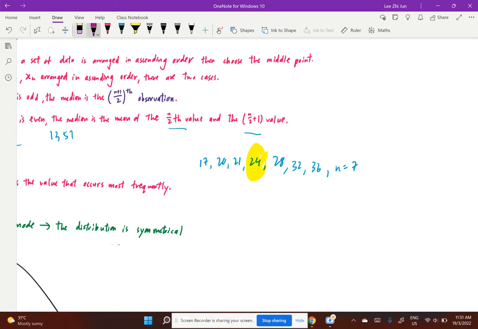Now I add on one more number, like 40, so n becomes 8. So the median will be the mean of this 24 plus 28, so here is the 26. Here's the median.